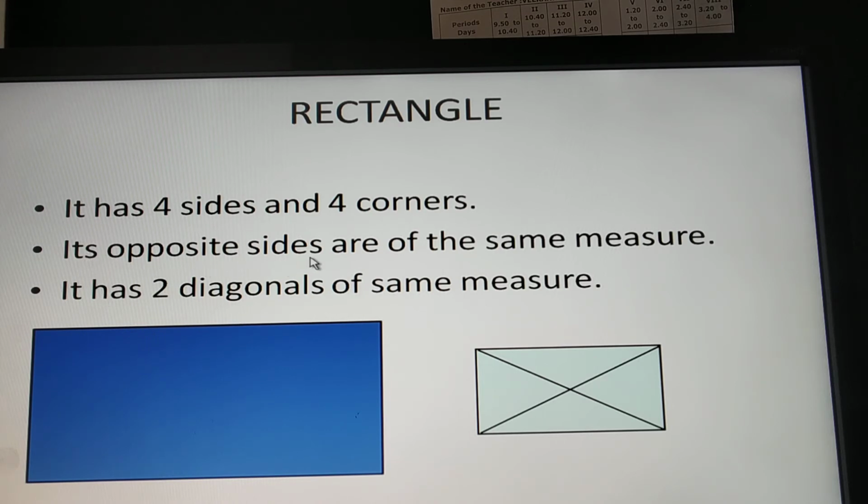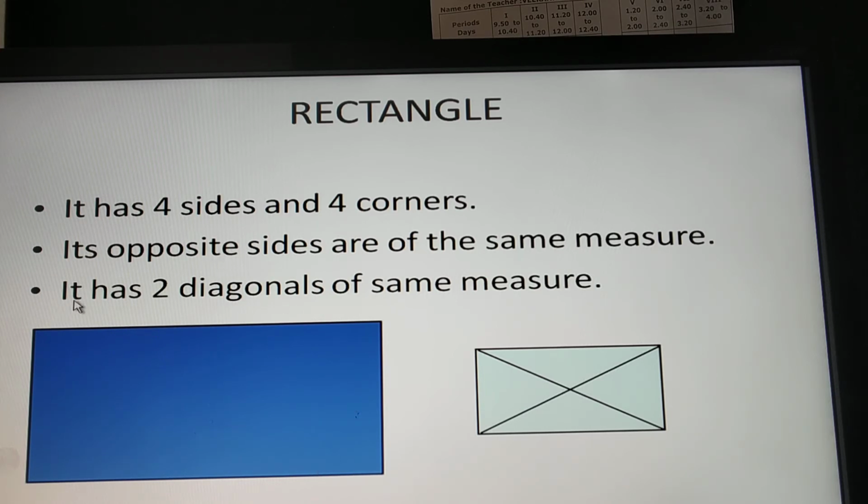Its opposite sides are of same measure. Means here all the sides will be not equal. Opposite sides will be equal. Means top and bottom you can see both are equal, and here left and right they are equal. Means in mathematics we say opposite sides are equal.